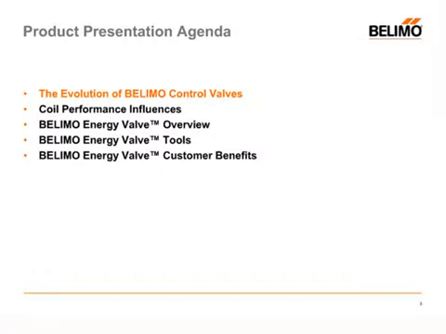Great. Okay, so let's start to roll through the agenda here. Today we're going to talk very quickly about the evolution of Belimo control valves to just understand a little bit of how this product evolved and how this product has progressed to where it is today. We're going to talk about the coil performance influences and also system performance influences and how those have effects on inefficiencies within the system and how the valve can help solve some of those problems. So we talk a little about the problem first, and then we talk about what the solution is coming forward. We're going to break down the valve for you, give you an overview of the components of the valve. I mentioned some of those earlier.